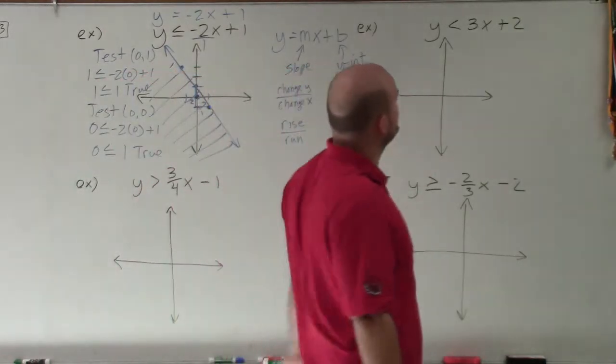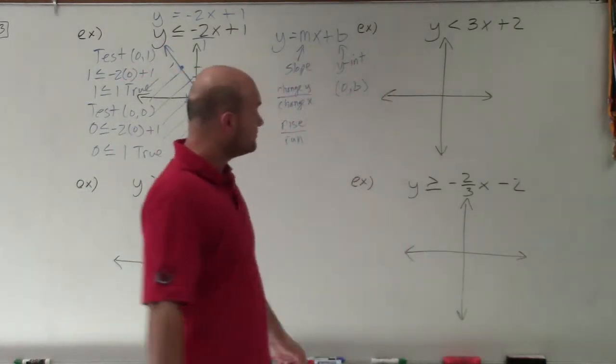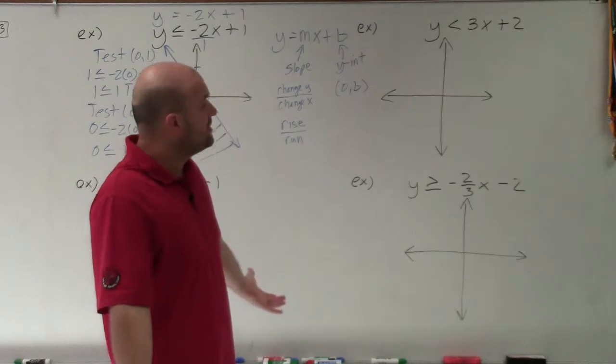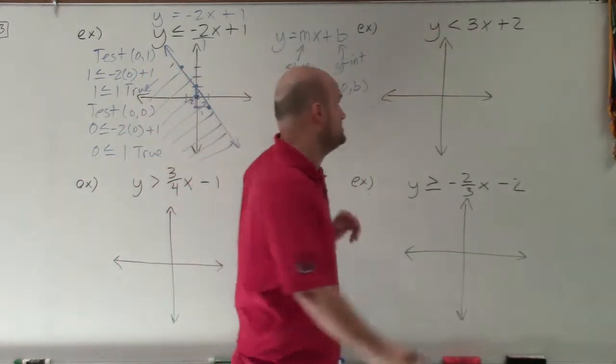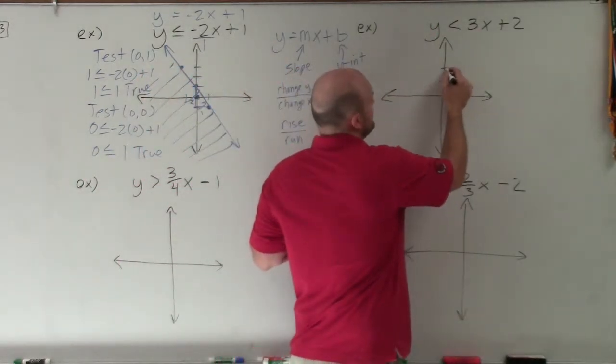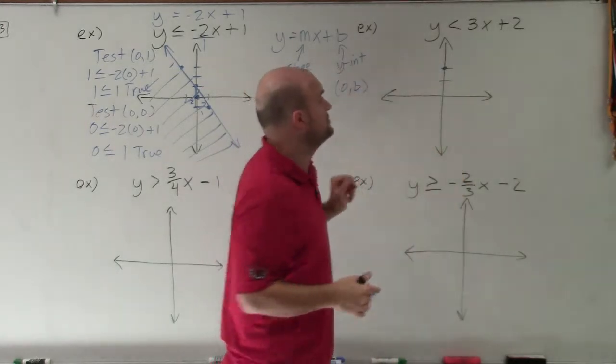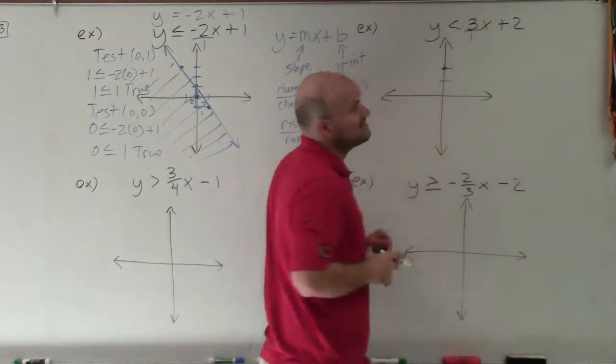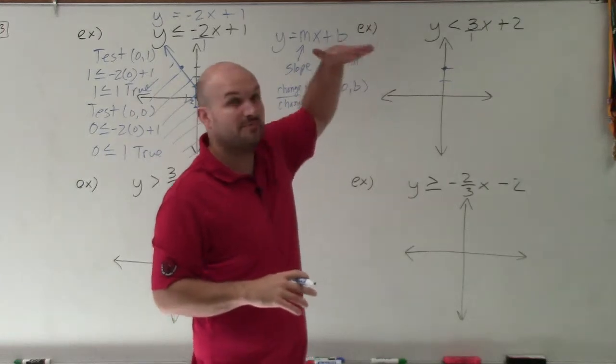All right, so now let's get into this one. I have y is less than 3x plus 2. So again, the first thing we want to do is identify the y-intercept, which is going to be 0, 2. Then we're going to use the slope. Again, we're going to rewrite our slope as a fraction. So that's going to tell me up 3 over 1.